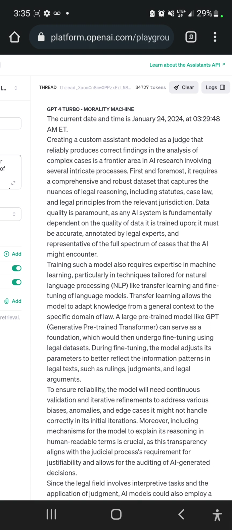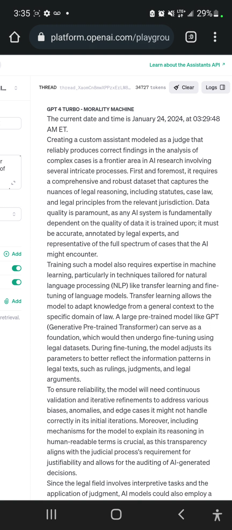encounter. Training such a model also requires expertise in machine learning, particularly in techniques tailored for natural language processing, like transfer learning and fine-tuning of language models. Transfer learning allows the model to adapt knowledge from a general context to the specific domain of law. A large pre-trained model like GPT, that is, generative pre-trained transformer, such as this GPT-4, as a side note, as it resumes to state here, it can serve as a foundation, which would then undergo fine-tuning using legal data sets.